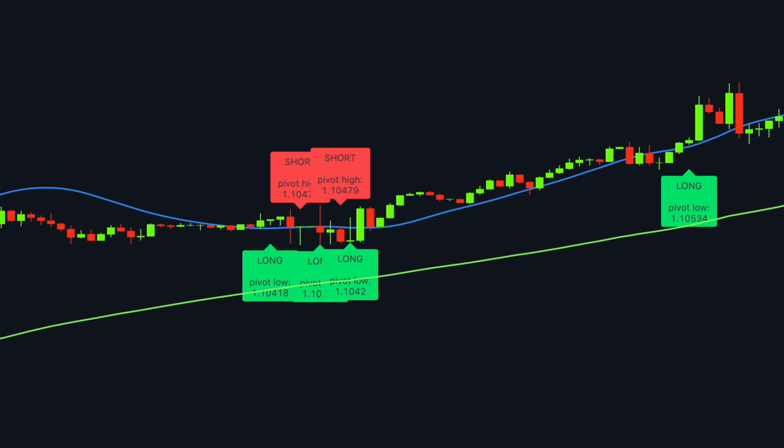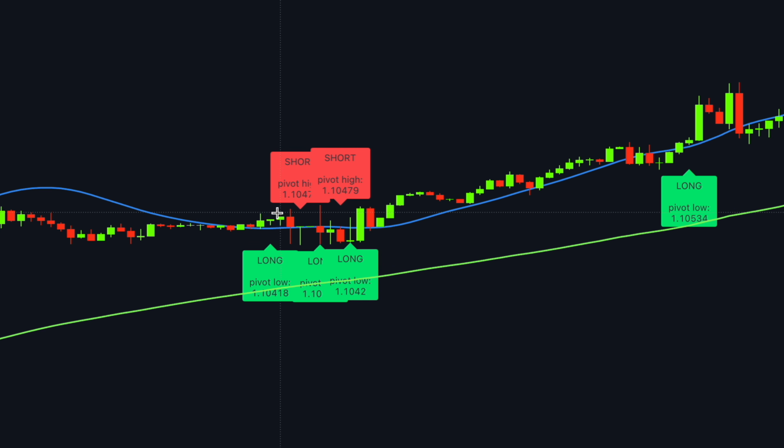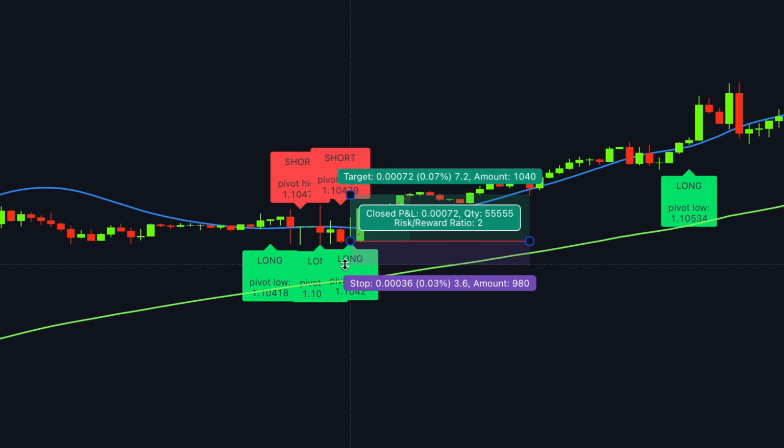For a long signal to be valid, the zigzag indicator must first give a buy signal. Next condition is to have the slow EMA positioned below the Hull MA. Finally, the candlestick must be closed between the moving averages. On the first signal, the candle bar closed above the Hull MA, which does not qualify for a long entry.